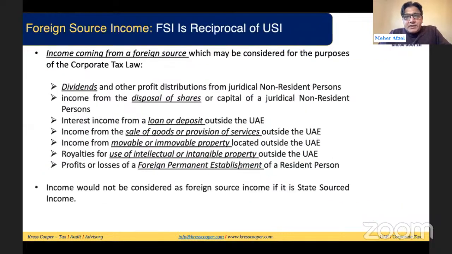Now, what are the various examples of the foreign source income? Like you are getting dividend, income from the disposal of shares, deposits, loan, interest, activities performed out of the UAE. These are the various examples of the foreign source income. As I mentioned earlier, foreign source income is a reciprocal of UAE sourced income.